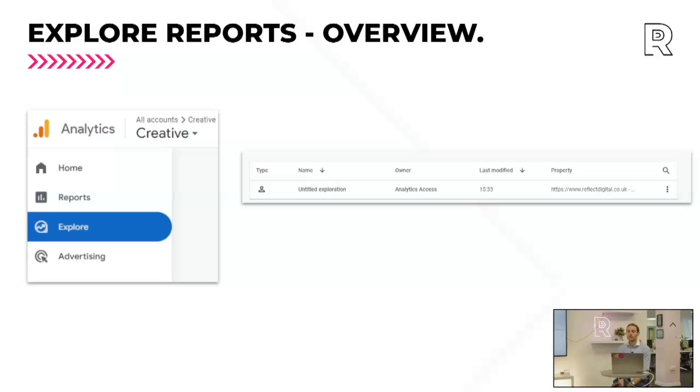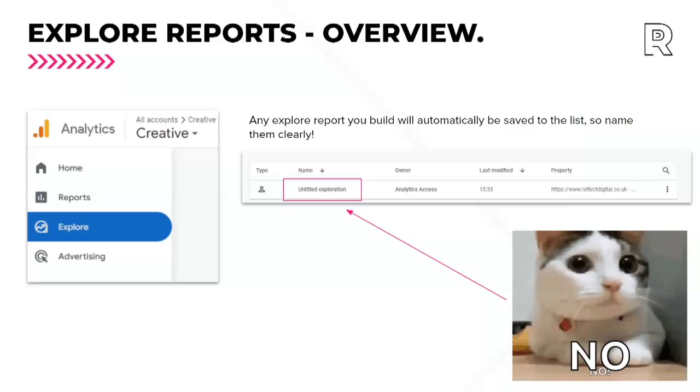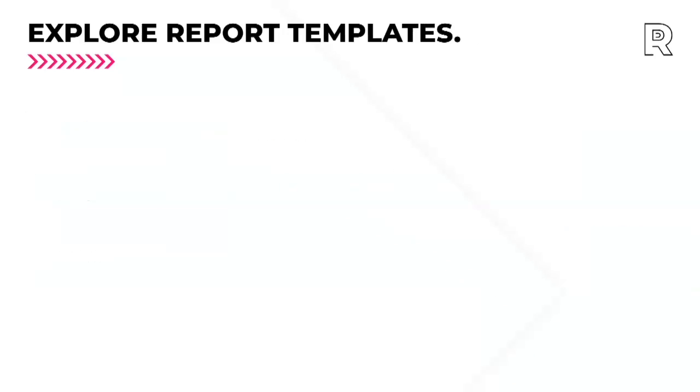So if you have a lot of untitled explorations, it's a bit difficult to work out if someone's already created the visualization that you're looking to create. So there can be a lot of duplication of work. So I strongly suggest that you rename every report that you create by what it is, give it a nice clear title. We don't want to see lots of untitled explorations. Do not displease the kitty.